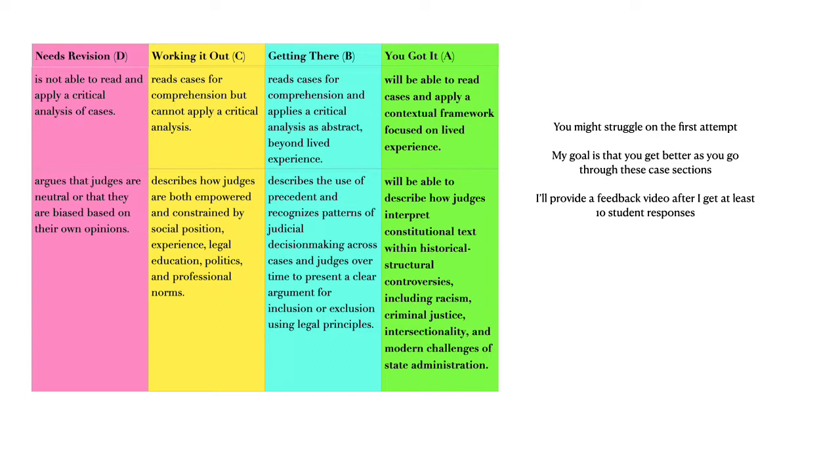So most of you won't be in that category. Most of you will be somewhere between reading the cases for comprehension, but you're just not quite able to do the analysis yet. It might take a few times. And then you might be able to start explaining how judges are both empowered and constrained. So you're starting to see that there's this kind of give and take process that they're going through. They can't do whatever they want, but they are able to do some things, right? They're able to interpret. They're able to use different philosophies. They're able to affect people differently.